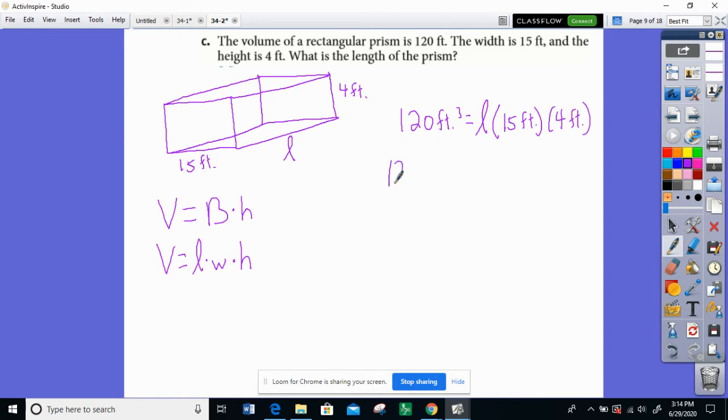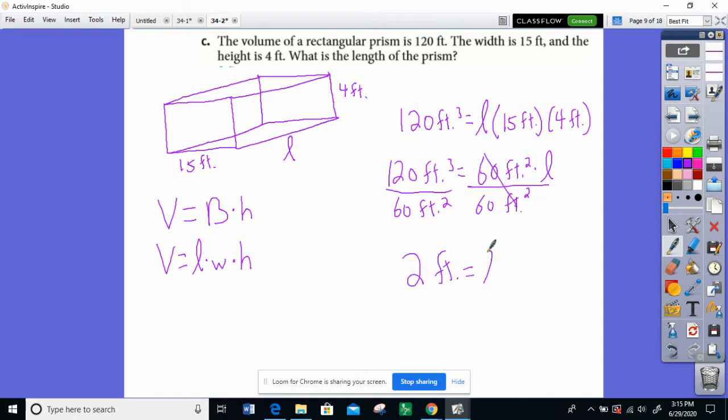So if we work this out, 120 cubic feet equals 15 feet times 4 feet, which is 60 square feet, times the length. And when we divide both sides by 60 square feet, 120 divided by 60 is 2, so that's going to give us a length of 2 feet.